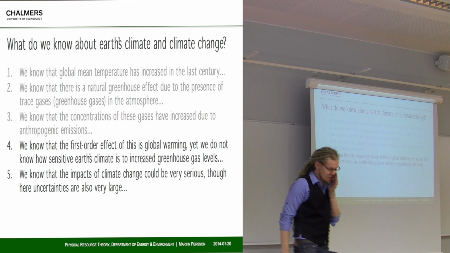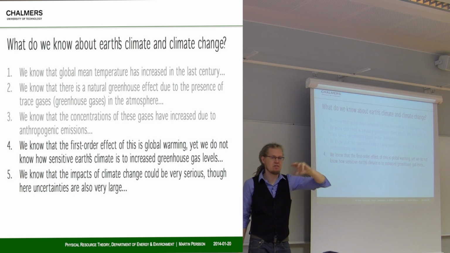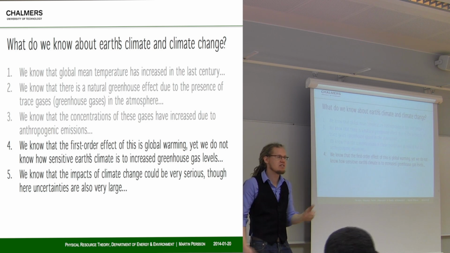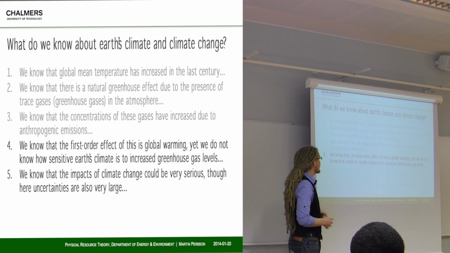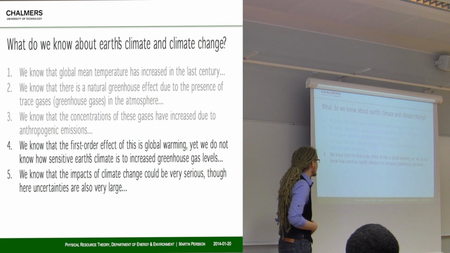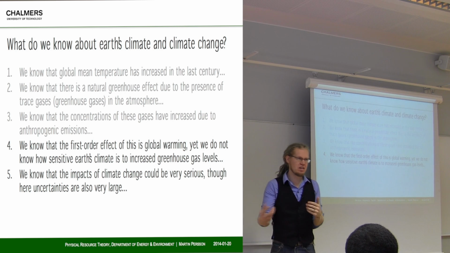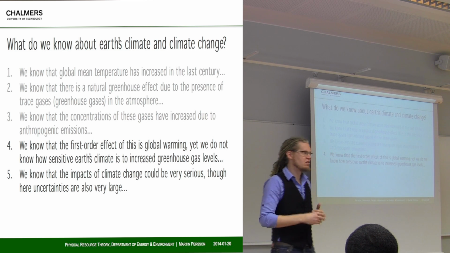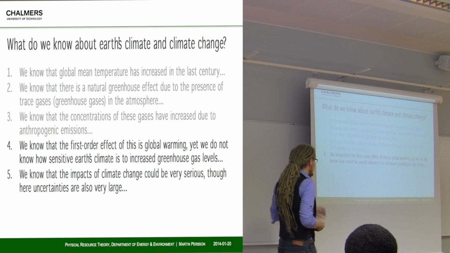Okay, so we know there's a natural greenhouse effect that is due to the presence of these greenhouse gases in the atmosphere. We know that the concentration has gone up due to anthropogenic emissions. So what we can also say with more or less complete certainty is that the first order effect of this is global warming. What we don't know is exactly how sensitive the climate is to these increases in greenhouse gas concentrations. And we'll talk about that a bit.